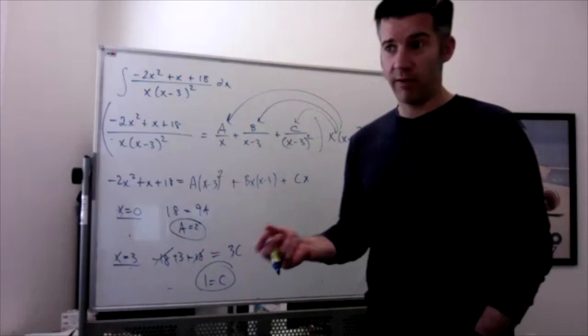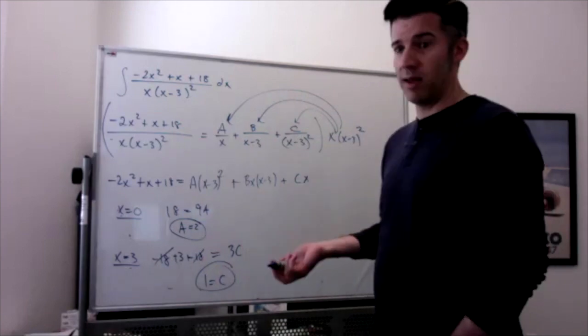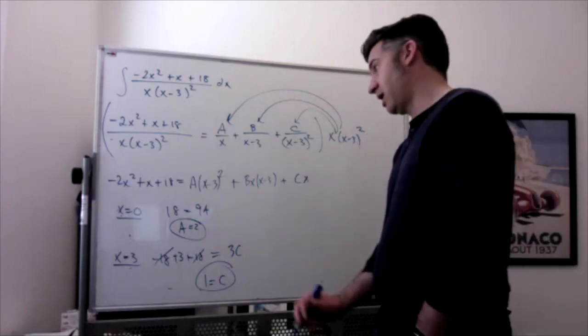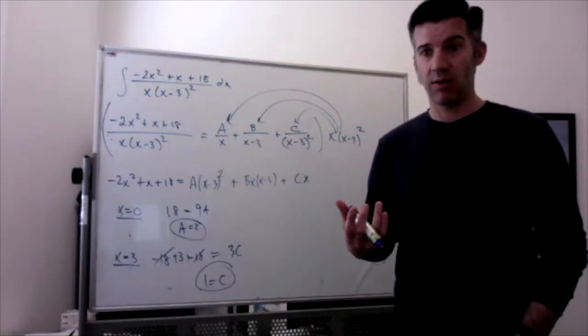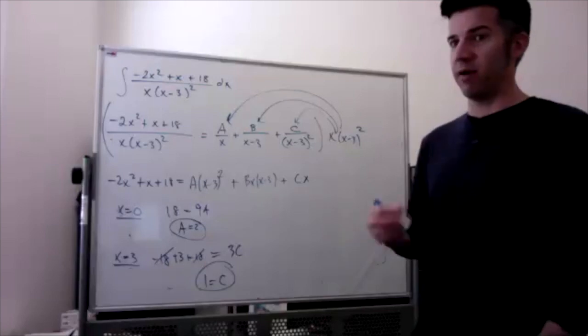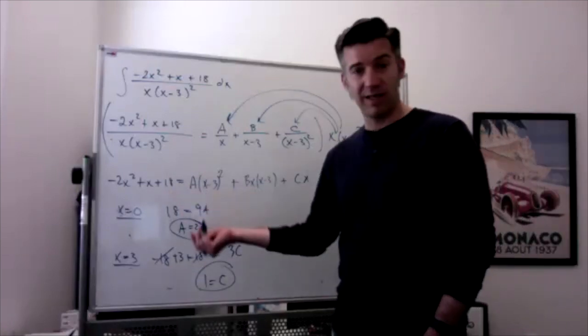And now we've run out of convenient values. So this is where we then equate coefficients. And as usual, I like to pick the coefficient of x with the highest power. So I see x squared is the highest power I've got.